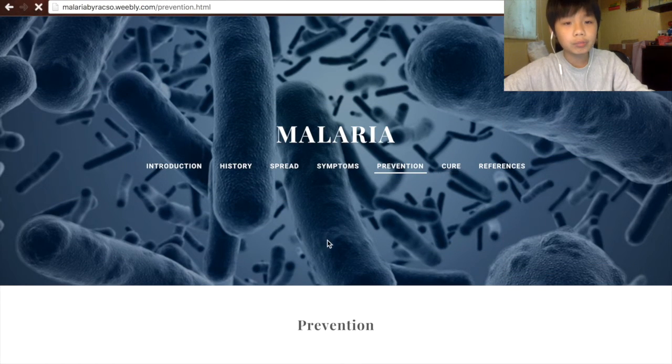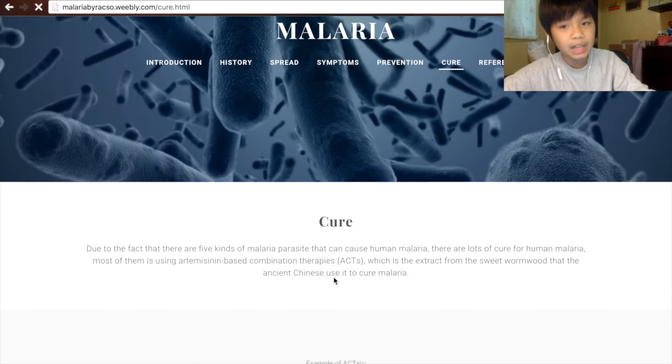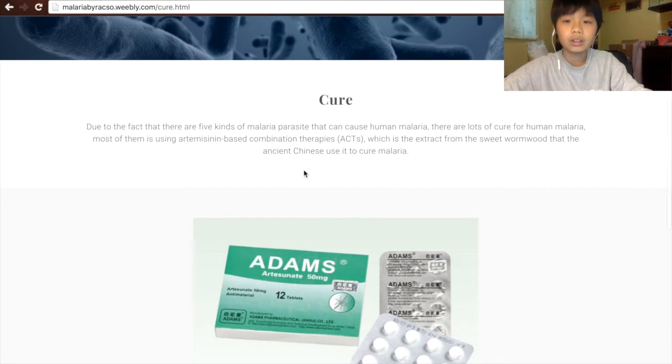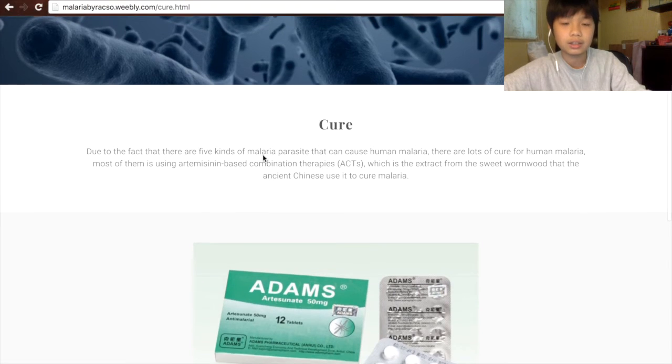Cure of malaria. There are 5 kinds of malaria parasite that can cause human malaria. So there are a lot of cures for human malaria. Most of them use artemisinin-based combination therapies, or ACTs, which is an extract from the sweet wormwood that the ancient Chinese used to cure malaria, like I mentioned in the history of malaria.